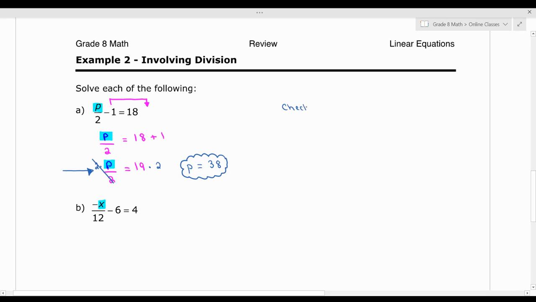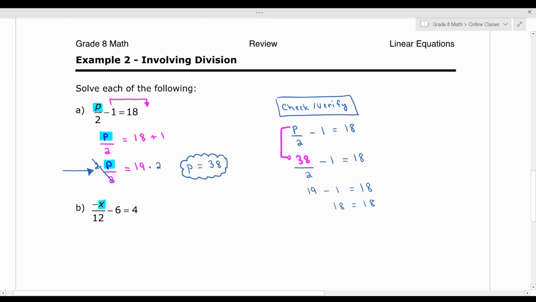Again, you could always check, verify. So let's check one of these types of questions. If I want to check or verify it, what I'm doing is I'm checking, is p actually equal to 38? So this p, I'm going to replace it with 38, and then check, well, if I divide that by 2, and then if I subtract 1, do I actually get 18? So 38 divided by 2 is 19. If I subtract 1, am I going to get 18? Don't stop there. You have to actually show left-hand side matches right-hand side perfectly. And I'll notice 18 does equal 18. So that is the correct solution.